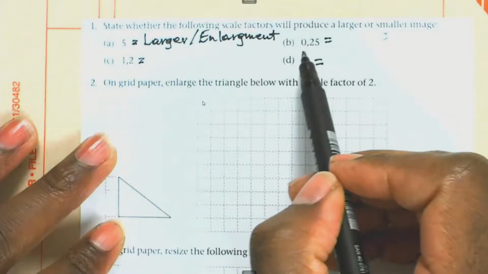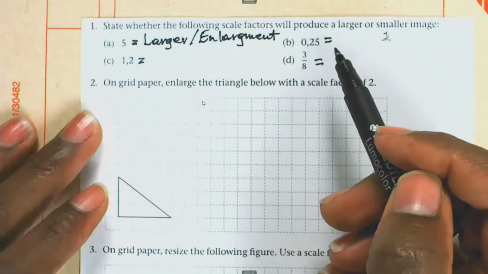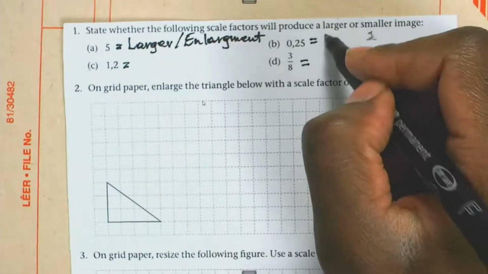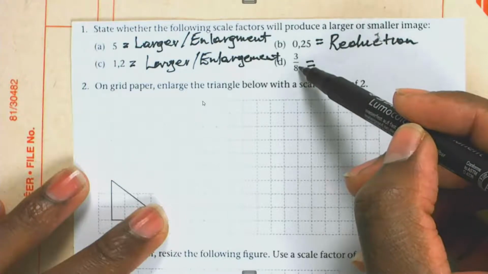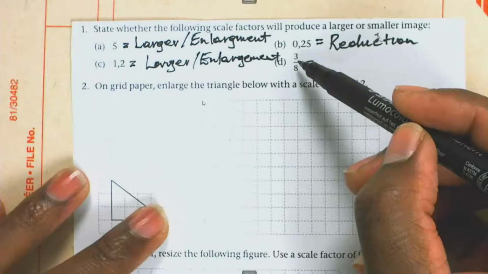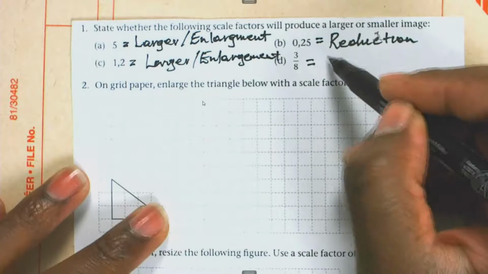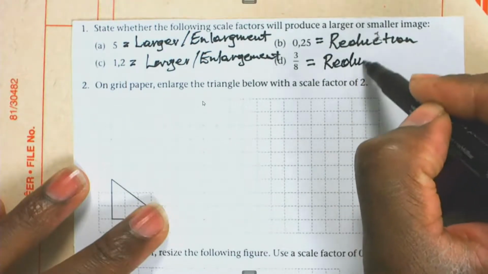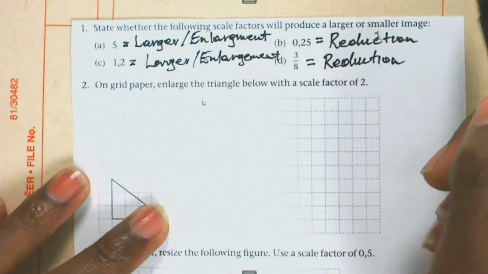If the scale factor is less than 1, remember guys, what will it be? I'm sorry, the minute the numerator is smaller than the denominator, it means that we are having a scale factor that is less than 1. Therefore, it will be a reduction. The image will be a reduction, meaning that the image will be smaller than the original shape.